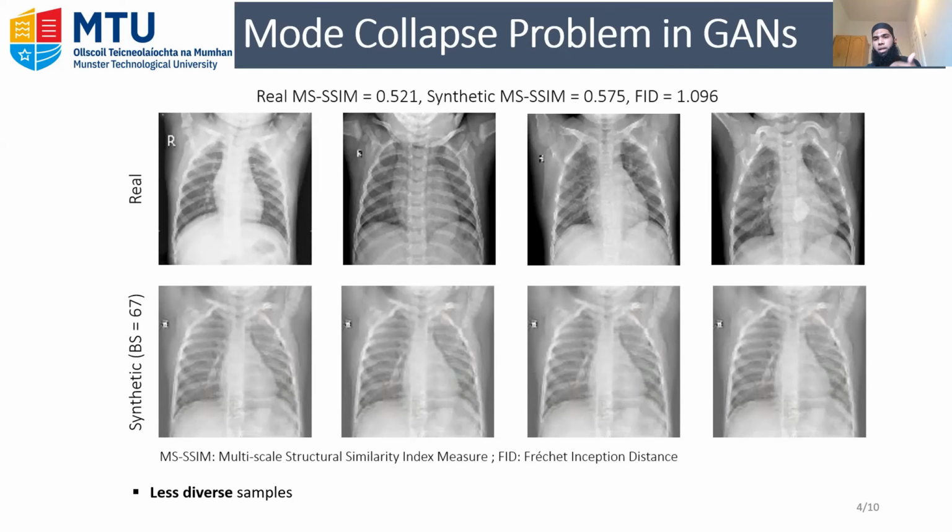And similarly about the FID score, FID score basically gives us the feature distance between the distribution of real samples and the distribution of fake samples. So the lower the FID score, the better the diversity of synthetic images we get. Let's dig into more detail in the next slides.